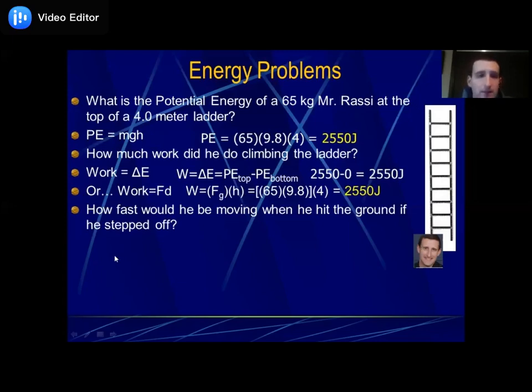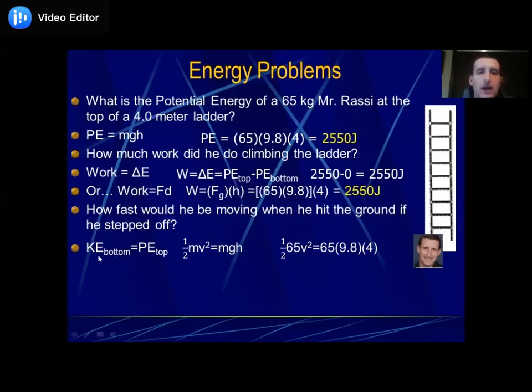So like I mentioned previously, you're going to get a lot of these problems where it's kinetic plus potential at the bottom equals kinetic plus potential at the top. But at the top, the kinetic is 0, and at the bottom, the potential is 0. So it simplifies down to simply being the kinetic energy at the bottom equals the potential energy at the top.